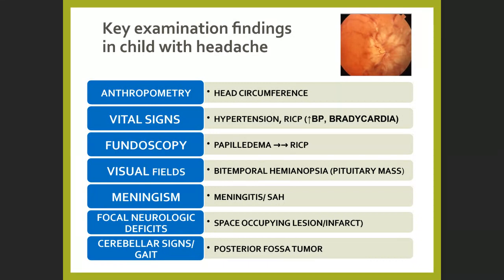The visual fields are important to rule out bitemporal hemianopsia, which would indicate the likely presence of a pituitary mass lesion. Examine for meningism to rule out meningitis or a subarachnoid hemorrhage. Examine for focal neurologic deficits, which would indicate the likelihood of a space-occupying lesion or an infarct, and cerebellar signs and gait to rule out the presence of a posterior fossa tumor.